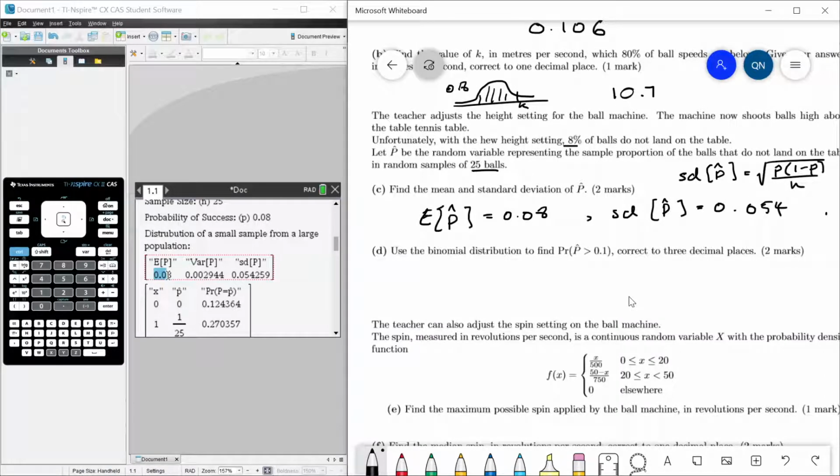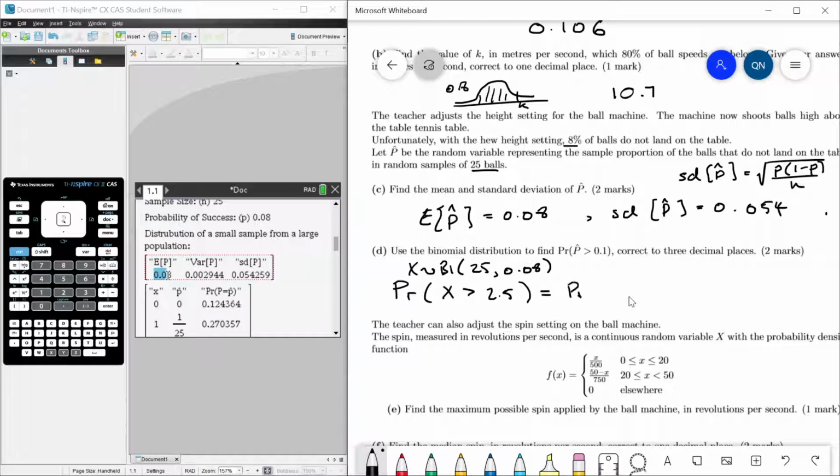So we want to convert from P hat to X, where X is binomially distributed, 25 trials, because it's 25 balls, and probability of success, or in this case it's a failure, but we're thinking of the do not land on the table as our success, of 0.08. So we want to find the probability that P hat is greater than 0.1, but we just take this and multiply it by 25. But what is that going to be? That's 2.5. X is greater than 2.5.